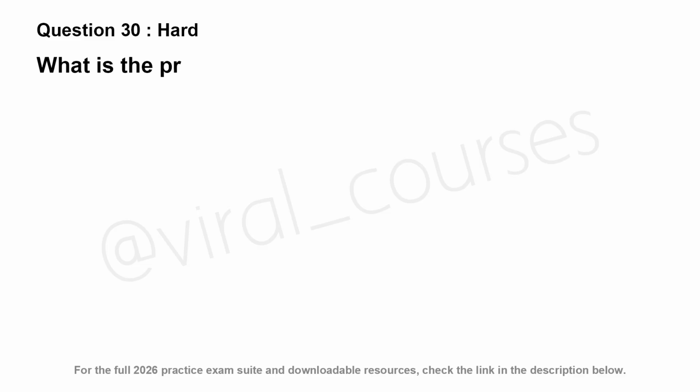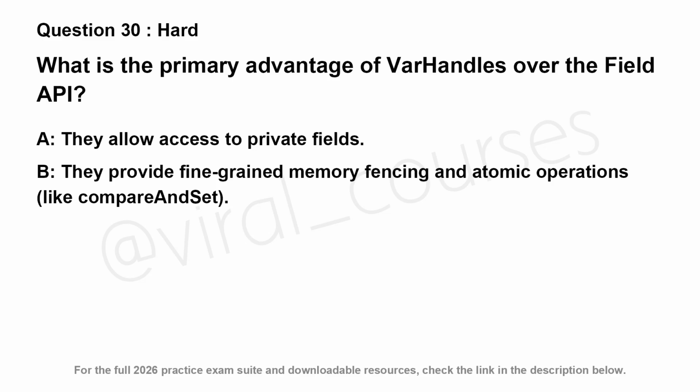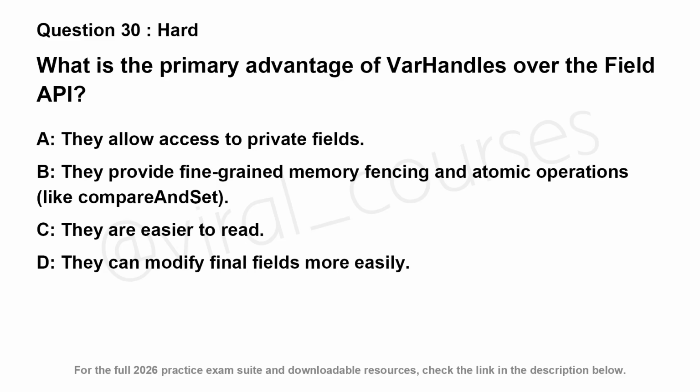What is the primary advantage of VarHandles over the Field API? Option A, they allow access to private fields. Option B, they provide fine-grained memory fencing and atomic operations, like compareAndSet. Option C, they are easier to read. Option D, they can modify final fields more easily.